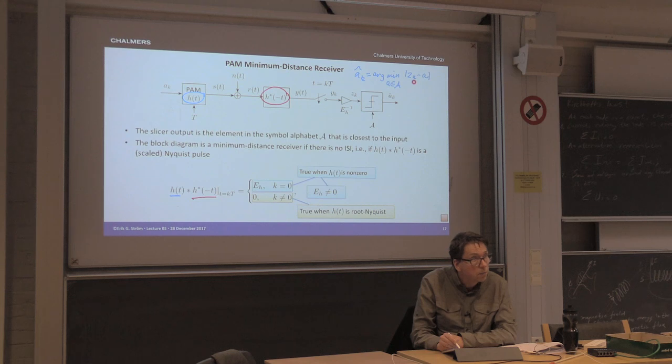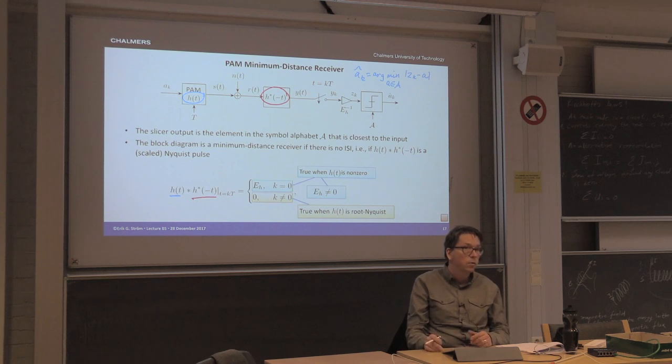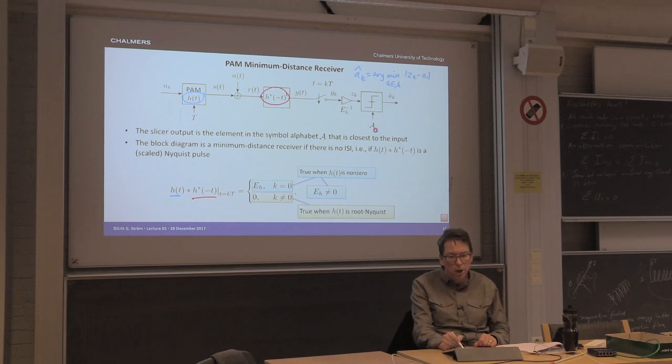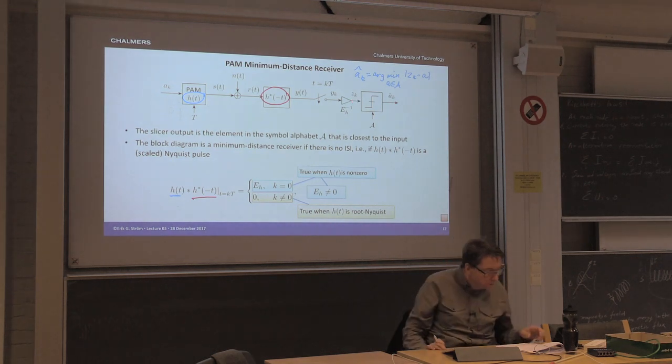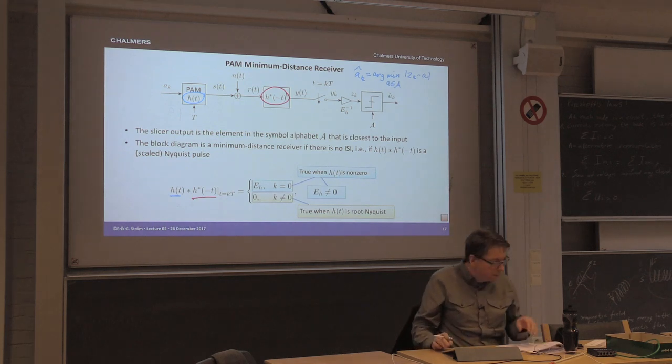So the output is the element in curly A which is closest to the input. That's what it does. So you can think of it as sort of like a minimum distance box. It takes an input and then looks at the possible amplitudes and outputs the amplitude which is closest to the input amplitude. That's what it does. Good.